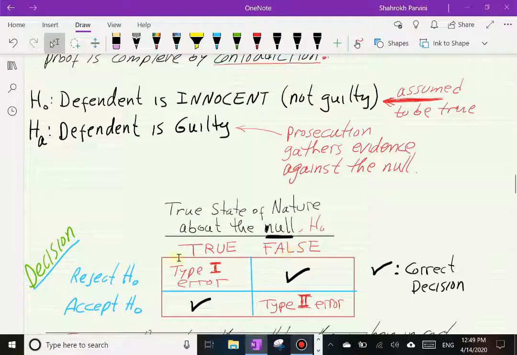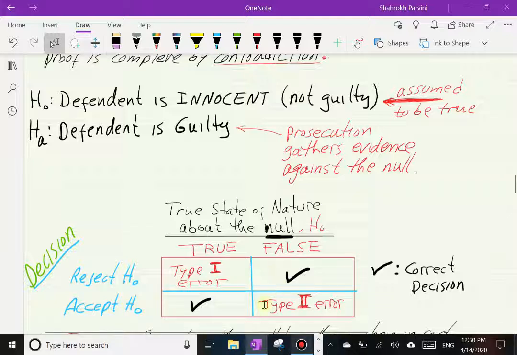Now, to the left, I have decision. Think of it as the jury coming out and rendering a decision regarding the null. Suppose there's no hung jury here, okay? So the decision is actually pretty clear-cut, and the decision is either to reject the null or accept the null. Okay, let's say those are our only two choices.